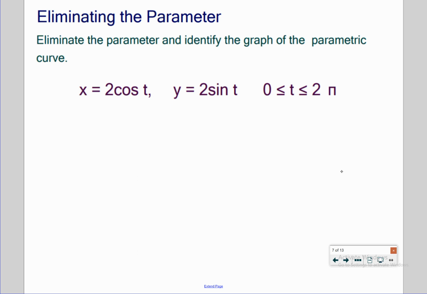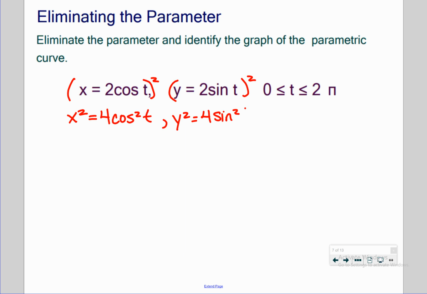So what we're going to do instead, to make our life easier, is square both equations, square both sides. And there's no plus or minus, so we're just allowed to distribute that square right through. So it's going to look like x squared equals, if I do 2 squared, I get 4, cosine squared is cosine squared. And then same thing with y. Y squared equals 4 sine squared.